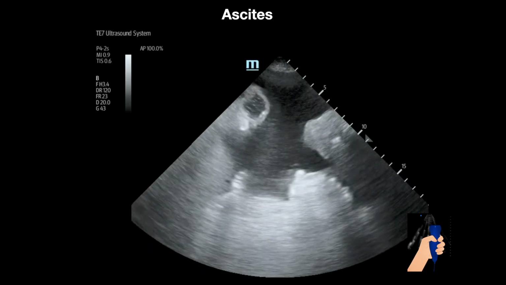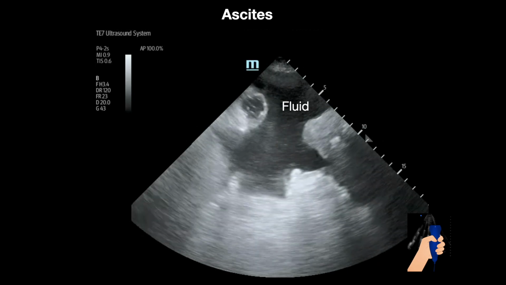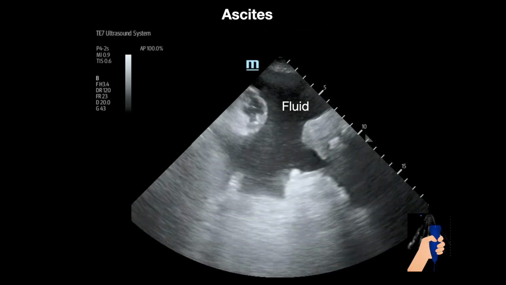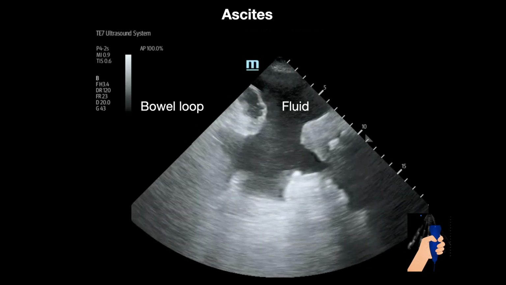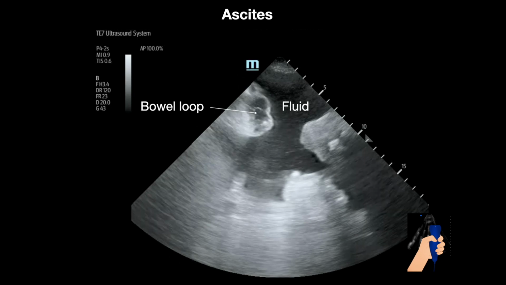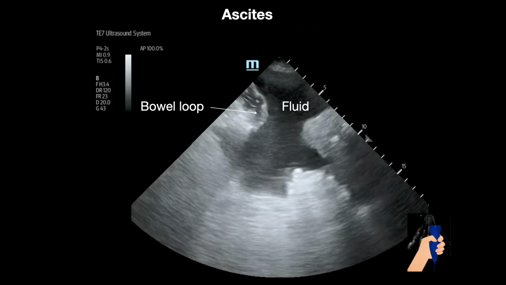This is the right lower quadrant, and here we can see fluid. There is a good amount of fluid, which is anechoic. Then we can see a bowel loop. Bowel loop has peristalsis, and this is normal to be observed.